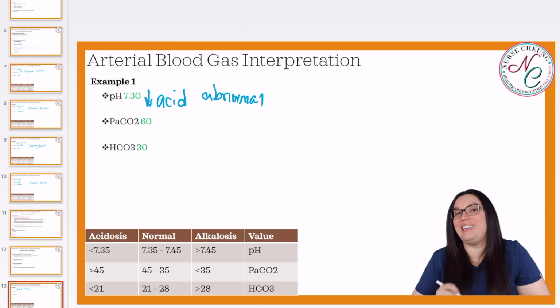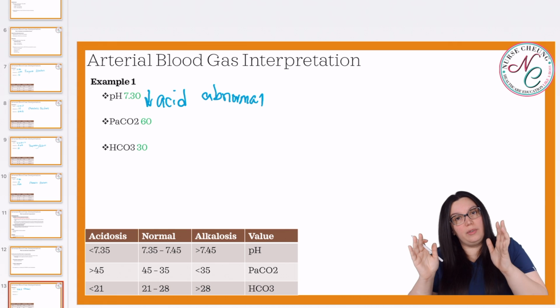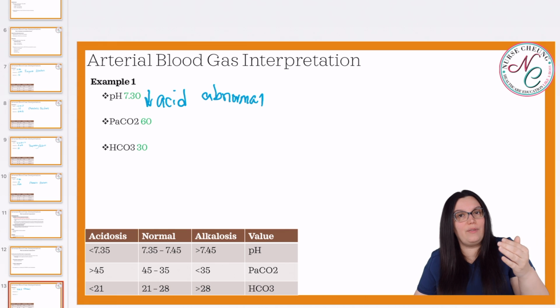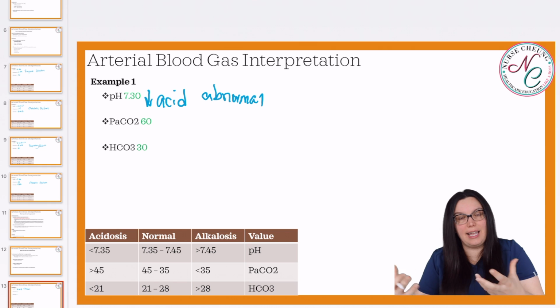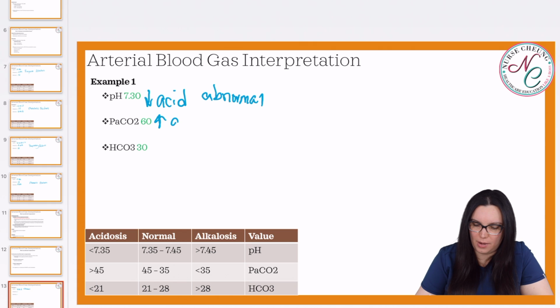Next, we take a look at our PaCO2. Well, it's 60, right? That's a little high. Normal is 35 to 45. Greater than 45 is a more acidotic state. We have more acids inside of our body.